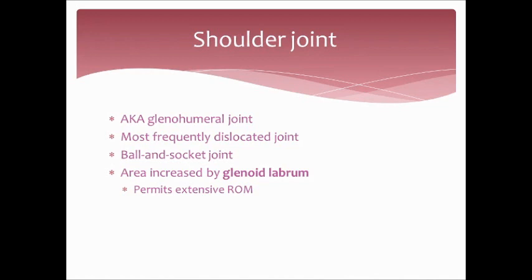So the glenoid labrum within the shoulder helps to increase the surface area of the joint, and it permits an extensive range of motion. And this is why the shoulder joint is very frequently dislocated, because we have an extensive range of motion of the shoulder, therefore it can be injured much more easily. It's a weaker joint.